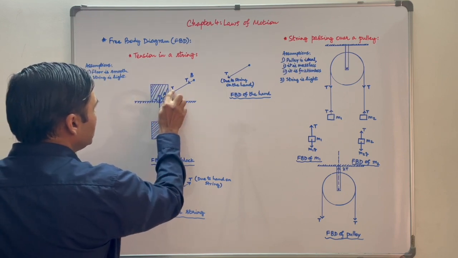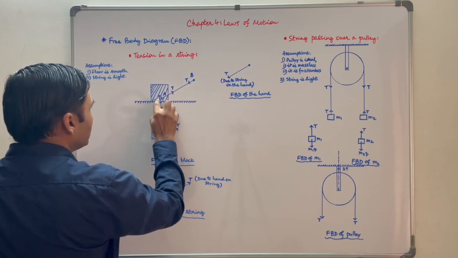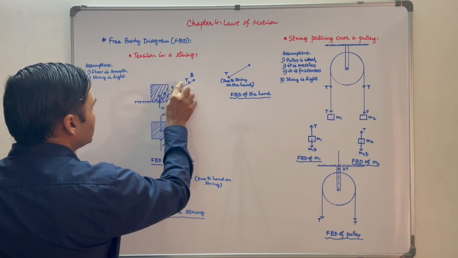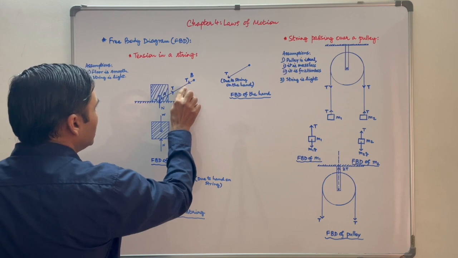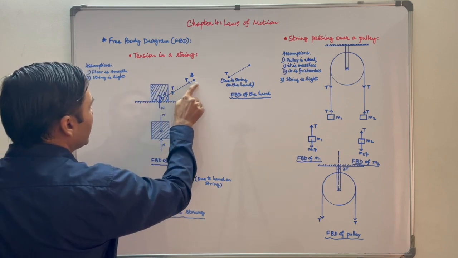This tension force T works on the block because of the string. This tension force T works on the string because of the block. This tension force T works on the hand because of the string. Now we will draw FBD of this block, string and hand.